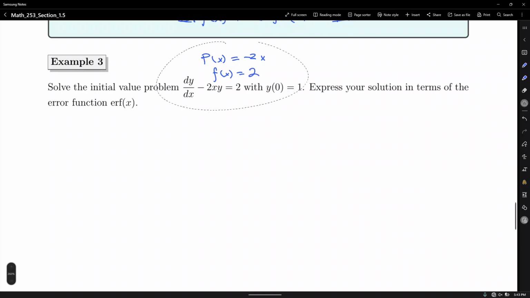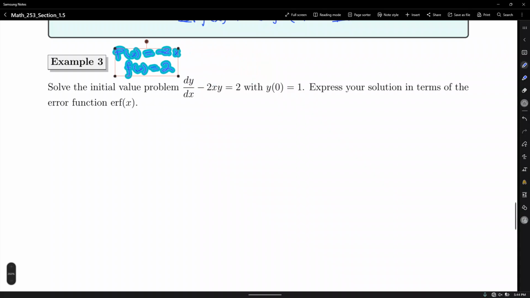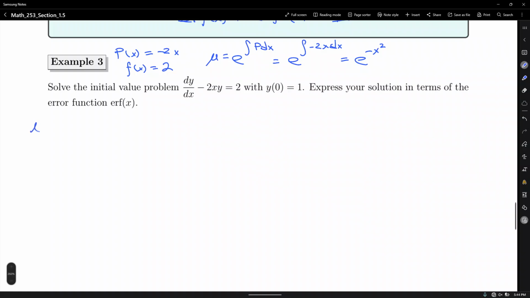Well, actually, I'm going to use the space above instead because I may not have enough space below. So, mu will be e to the integral of p dx, which is e to the integral of negative 2x dx, which is e to the negative x squared. I think you can already see where we're heading, this x squared and all that. So let's solve the equation: mu y equals the integral of mu f dx.